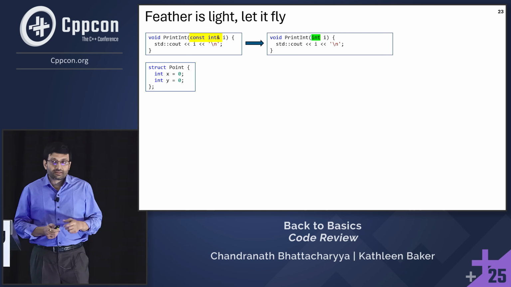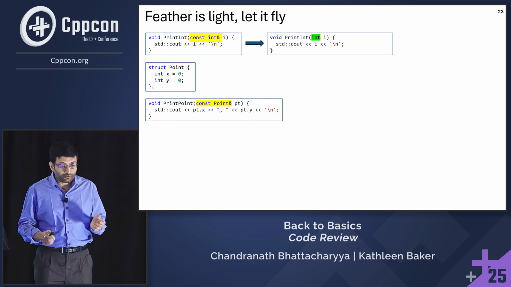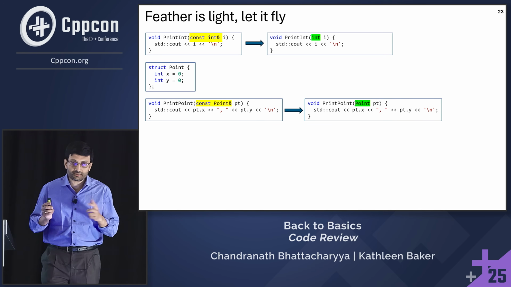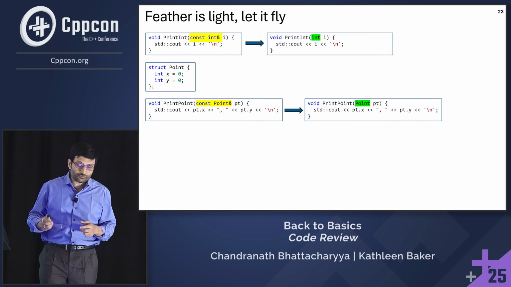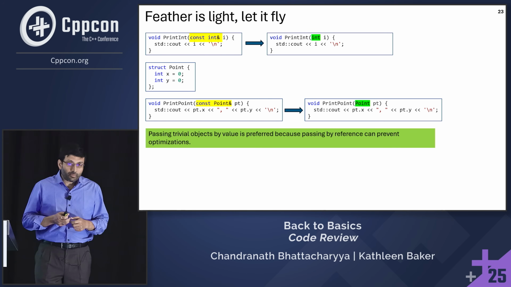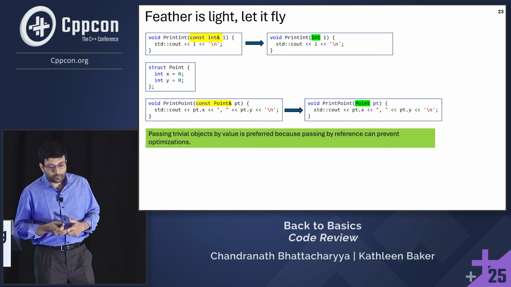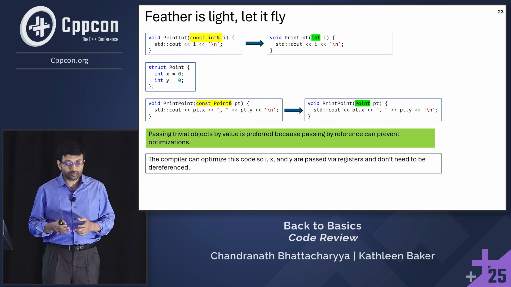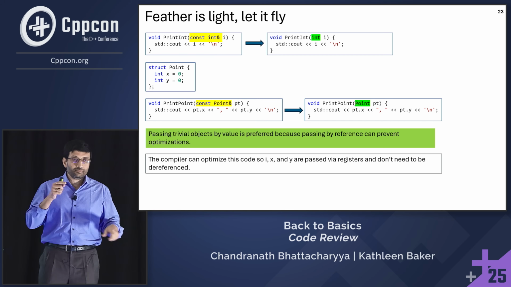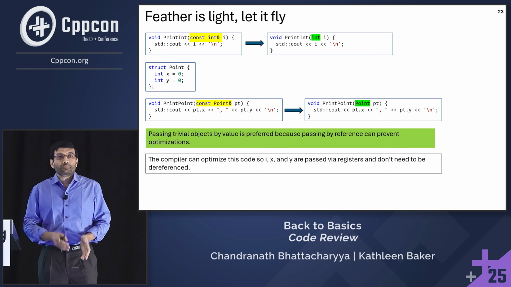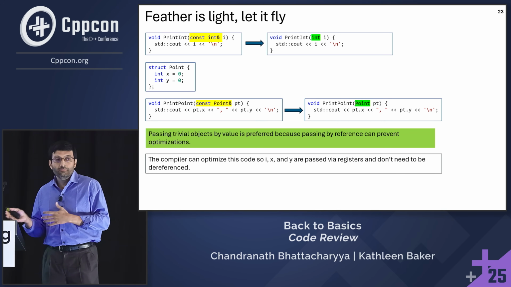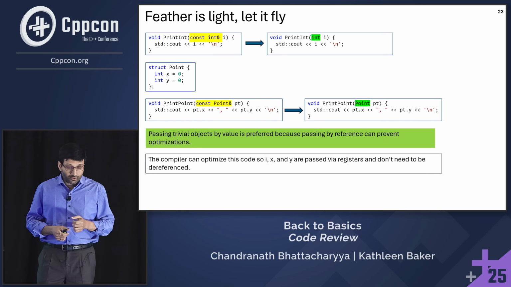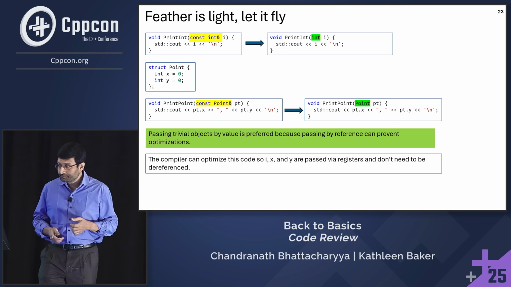Similarly, let's look at this particular struct that I saw in the last slide. If you are creating a function like this, where we're passing this as a const reference, this is also not necessary. We can just convert this to pass it by value. Now, why is it useful to pass this by value? Because passing trivial objects by value is preferred, because passing by reference can prevent certain optimizations. For example, if you're passing by value, then that int above and then the x and y variables inside the point, all those can be passed in registers by the compiler. So we don't have to dereference memory inside the function itself. Okay, so pass cheap to copy types by value.